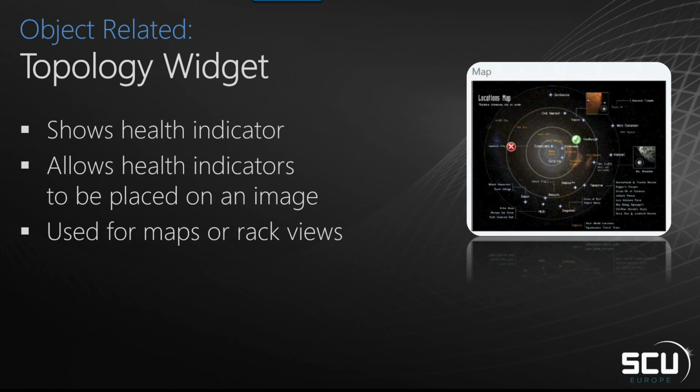The topology widget is almost as simple, but you can put health indicators on it, as we have seen. There is not much interaction. You can select health indicators. But one important thing is that you need to have at least the author role to move the health indicators around. So if you have read-only operators or simple operators, they can just view the topology widget and cannot manipulate it.